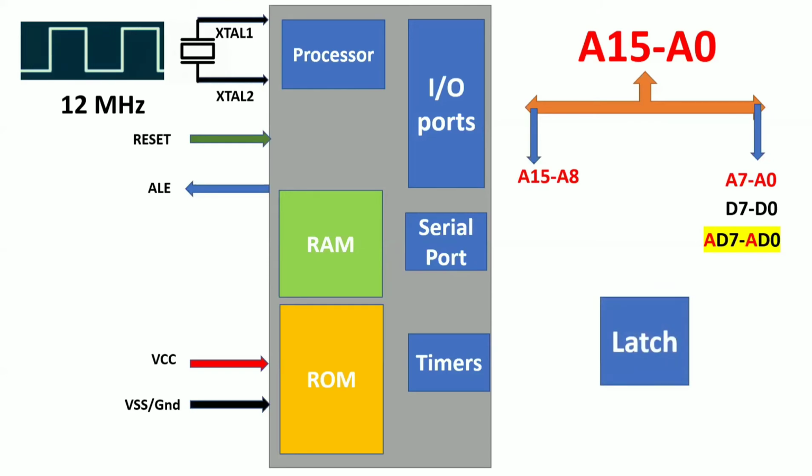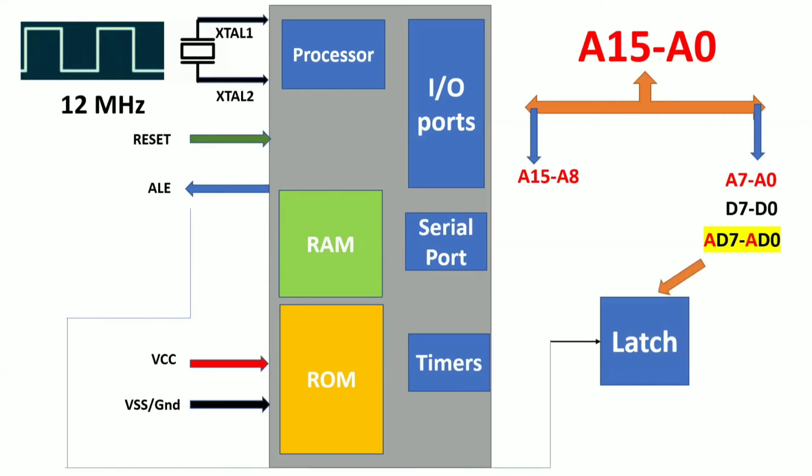So with the help of latches, I am able to separate the address bus and data bus. Now, we need to make the latch enable and disable to separate the address bus and data bus. That is the principle we follow to demultiplex the address bus and data bus. That's why we are using one signal called ALE.